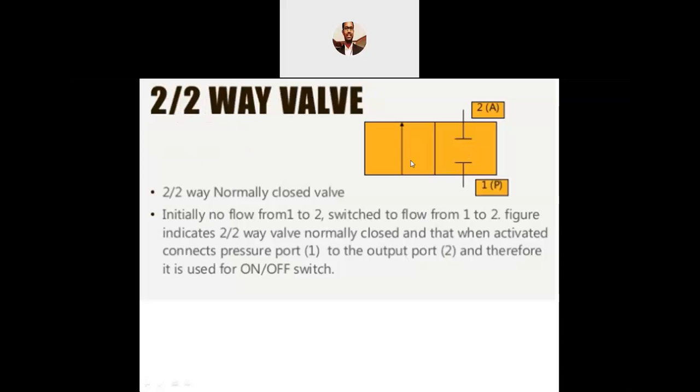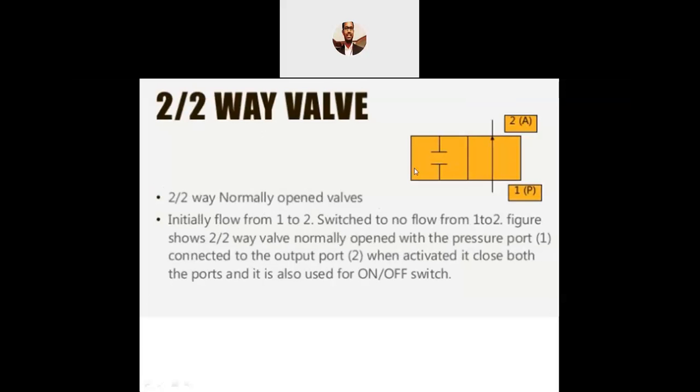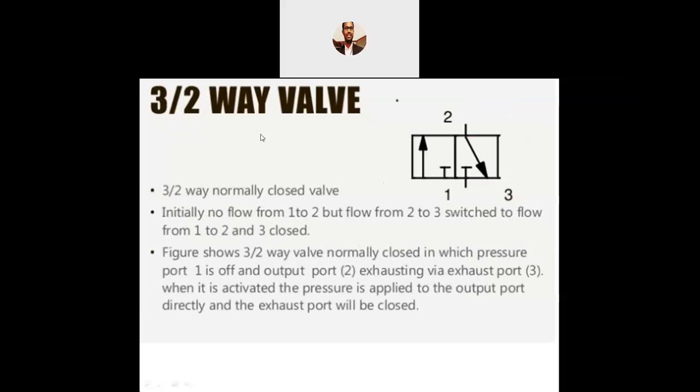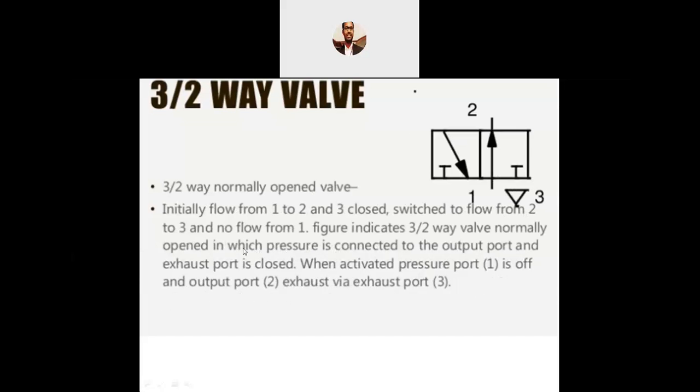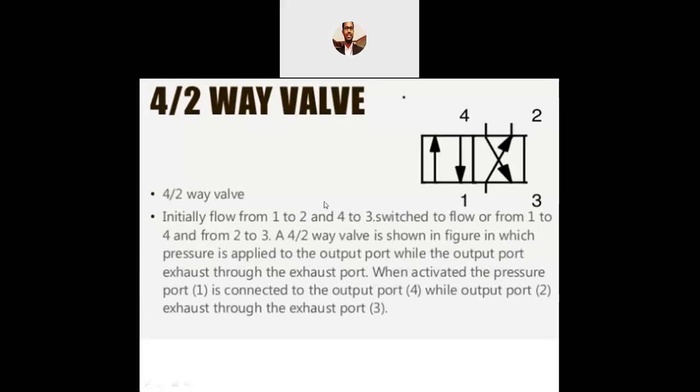2 bar 2 way valve. See, this is what I have elaborated over here. This is the pressure port and this is the output port. It is closed in the second port. This is 2 by 2 way valves normally. This is 3 bar 2 valves. Three ports are there and initially no flow from 1 to 2, but flow from 2 to 3, switch to flow from 1 to 2 and 3 is closed. Here 3 is closed. See, this is the same thing I have explained. Now this has been elaborated. That's it. Is it clear?